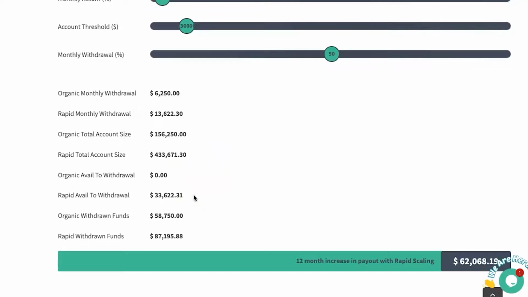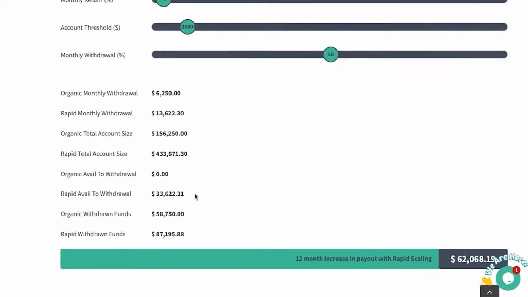The organic available to withdraw, there is nothing for them to withdraw because they have been withdrawing their profits every month. The rapid available to withdraw means the amount that's accrued in the account that can be withdrawn. And if that was to be withdrawn, the account would go back to a $100,000 account because we would have withdrawn our profit share as well. The organic withdrawn funds and the rapid withdrawn funds are both the amount to date that the trader has withdrawn of their profit share. The organic has withdrawn $58,750, as you can see, while the rapid has withdrawn $87,195. This is after 12 months.